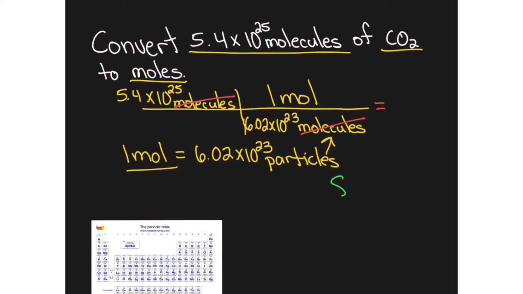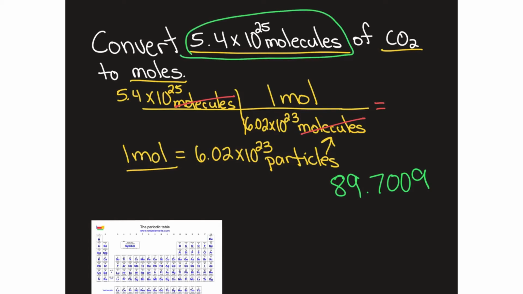So we have 89.7009 and so forth. All right, so when I look at my number in my problem that I started with, it is telling me I can only have 2 significant figures. So I need to round this number to only 2 significant figures. So my answer is going to be 90 moles.